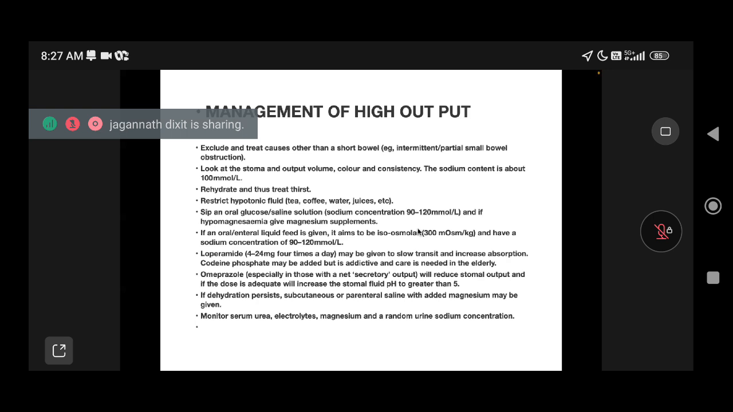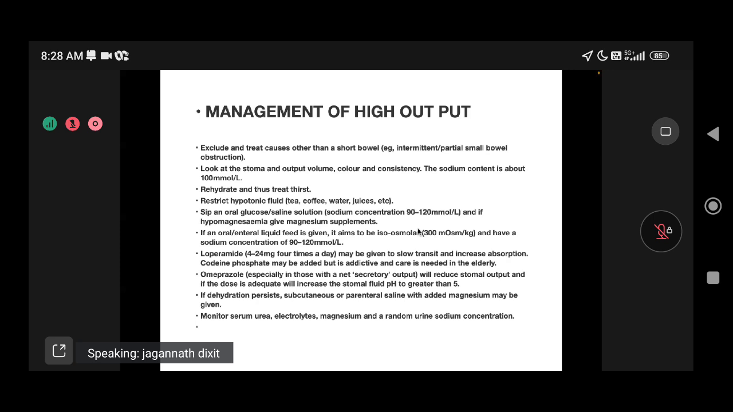Stoma content is about 100. You need to look at the sodium content in the stoma, then rehydrate, thus treat the thirst, and restrict hypotonic liquid fluids like tea, coffee, water, and juices. Use oral glucose saline solution. If the magnesium level is low, you need to correct the magnesium. Isoosmolar fluid is a choice, and loperamide is another drug we can use TID. Omeprazole is one important drug that can reduce the stoma output, and it is very commonly prescribed. Then also you need to correct the magnesium.